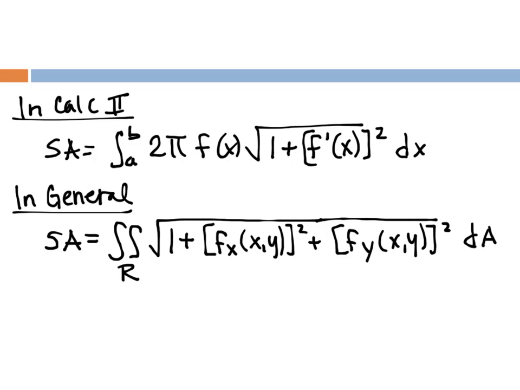You'll notice we don't get a 2 pi. You don't have the f of x. Those are going to be taken up in the fact that we're doing a double integral now instead of a single integral. So what we're integrating actually looks a little bit different because of that.